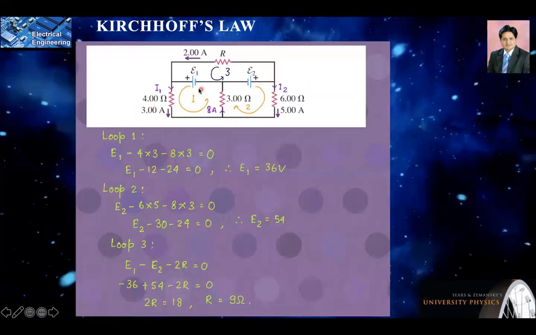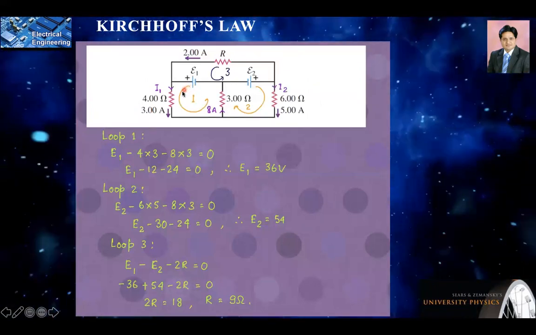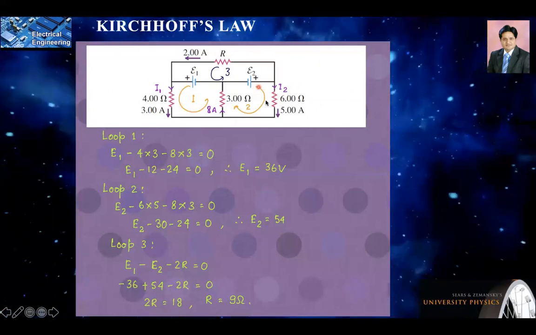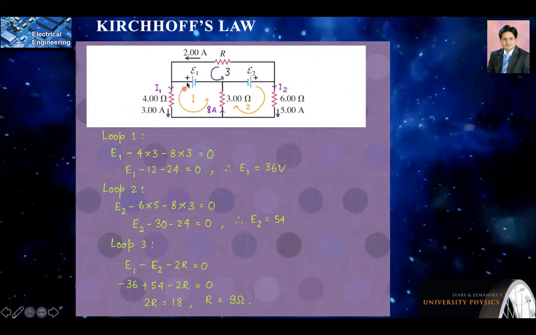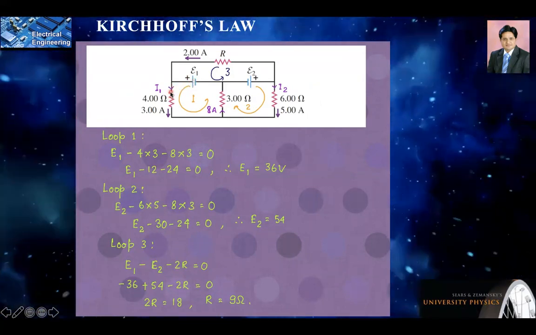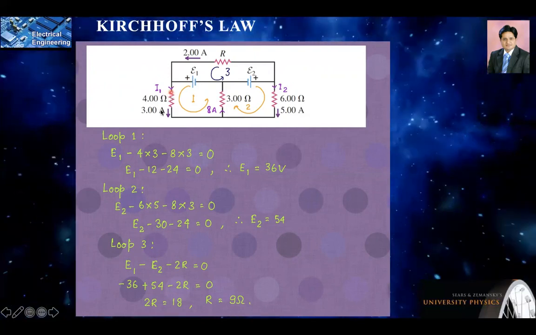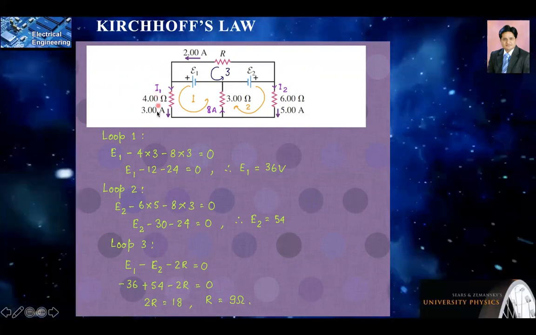Now, in this question, what I can do is divide the circuit into 3 loops. I have loop 1, loop 2, and loop 3. Now let's start with loop 1. So you have E1, and the current flowing is I1. Oh, the current is already given, so you can just take I1 as 3 amps.